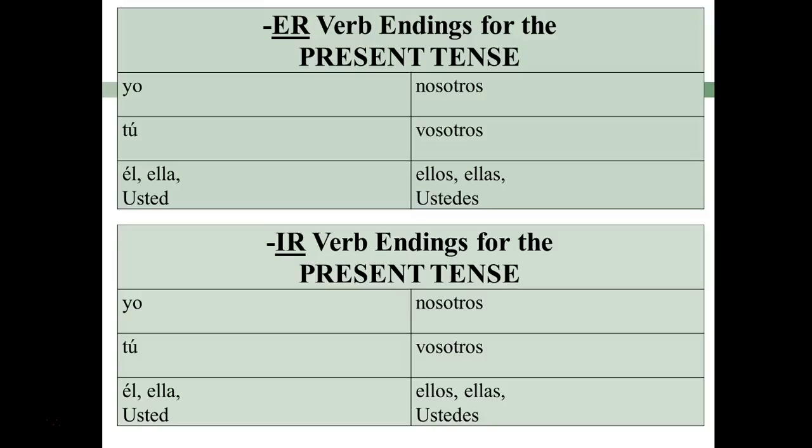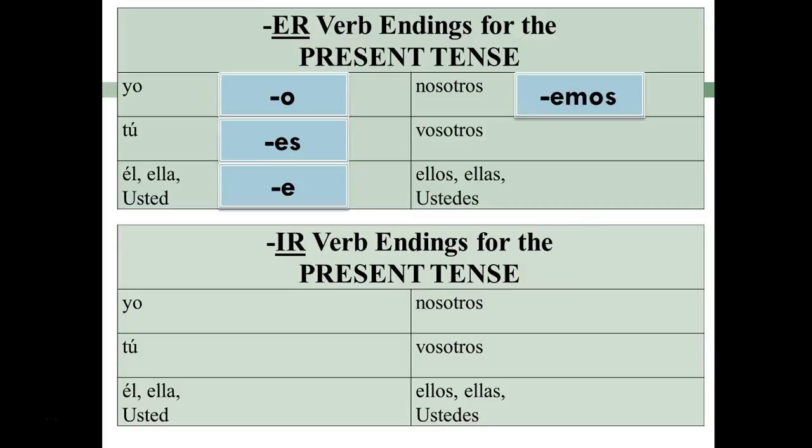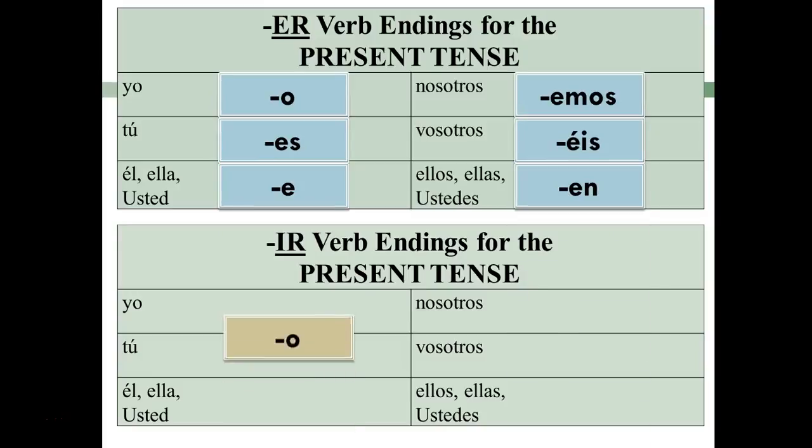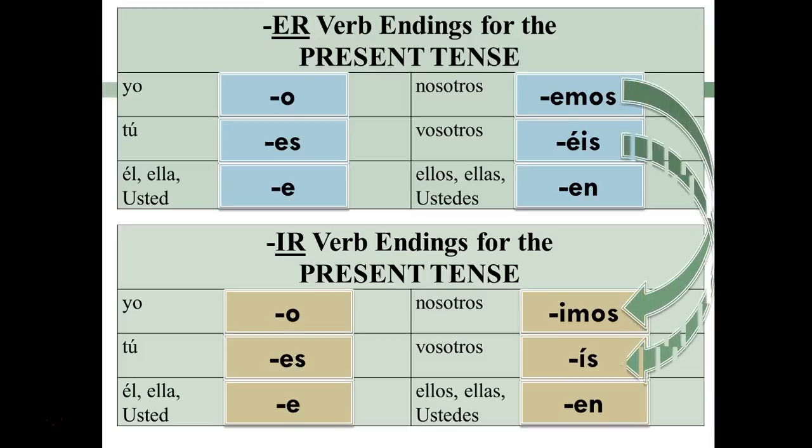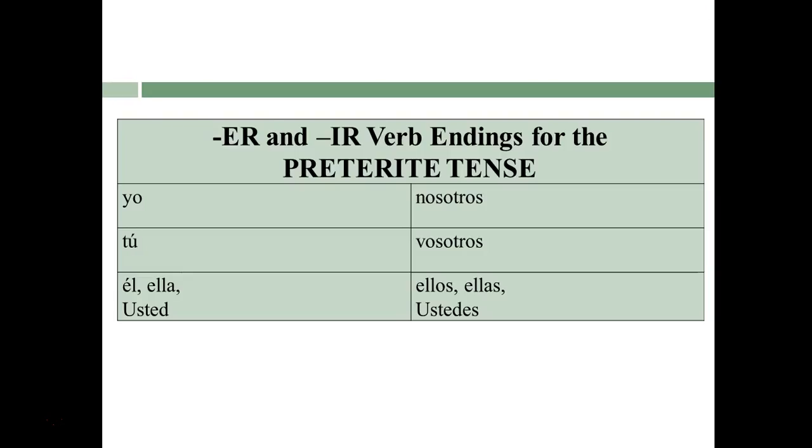And then in the present tense, ER and IR verb endings: o, es, e, emos, éis, en, and o, es, e, imos, ís, en. Pretty similar, only nosotros and vosotros are different. In the preterite, ER and IR verbs have the same endings. So ER and IR verbs will use the same set of endings in the preterite tense.